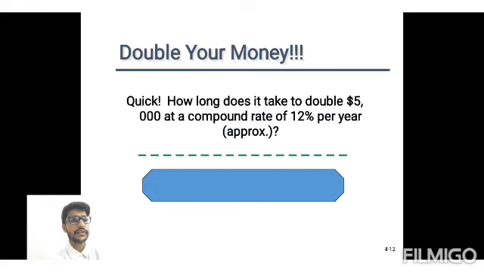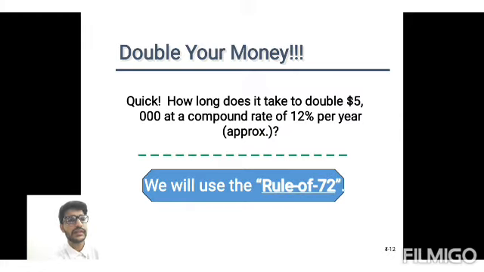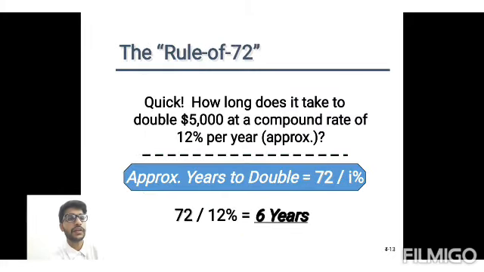Double money quickly: how long does it take to double 5000 at a compound rate of 12% per year? You will use the rule of 72. Rule of 72, quick: how long does it take to double 5000 at a compound rate of 12% per year approximately? Approximately, the years to double is 72 divided by i, which is 72 divided by 12%, equal to 6 years.